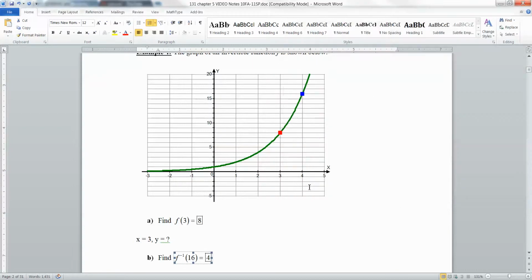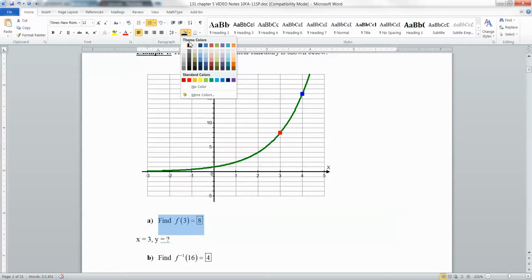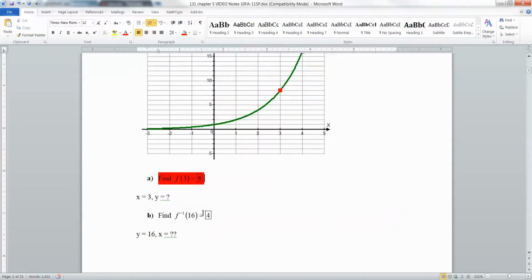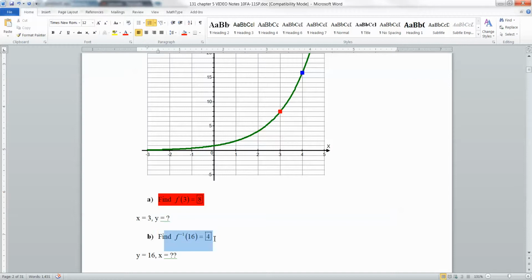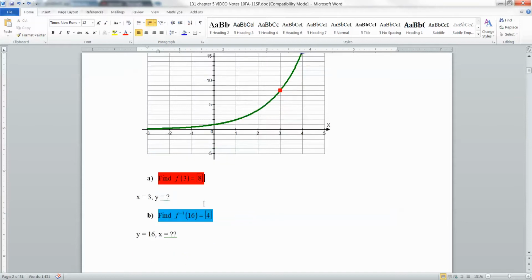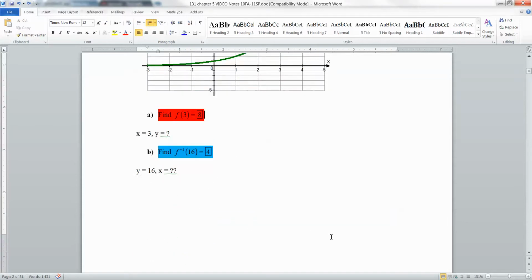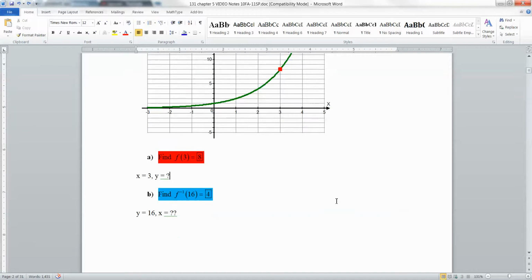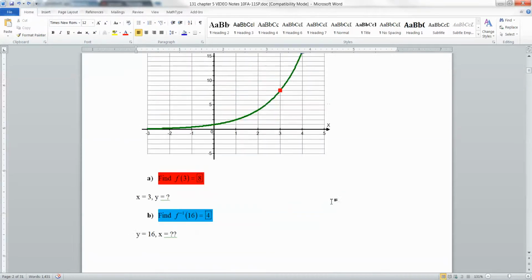Let me color code those so that it makes it a little easier for you to figure out. This is talking about that red dot. So you're saying, okay, when x was 3, y was 8. And then this one's talking about that blue dot. It's saying when y is 16, x is 4, because you're going in reverse because it's talking about the f inverse function. Oh, this is giving me such grief. There we go. Oh, it's not the same color. That's okay. If I made it the same color, it'd probably be illegible. So, all right, we're done with that. And we don't have time to do the next question, so I think we'll just stop right there.